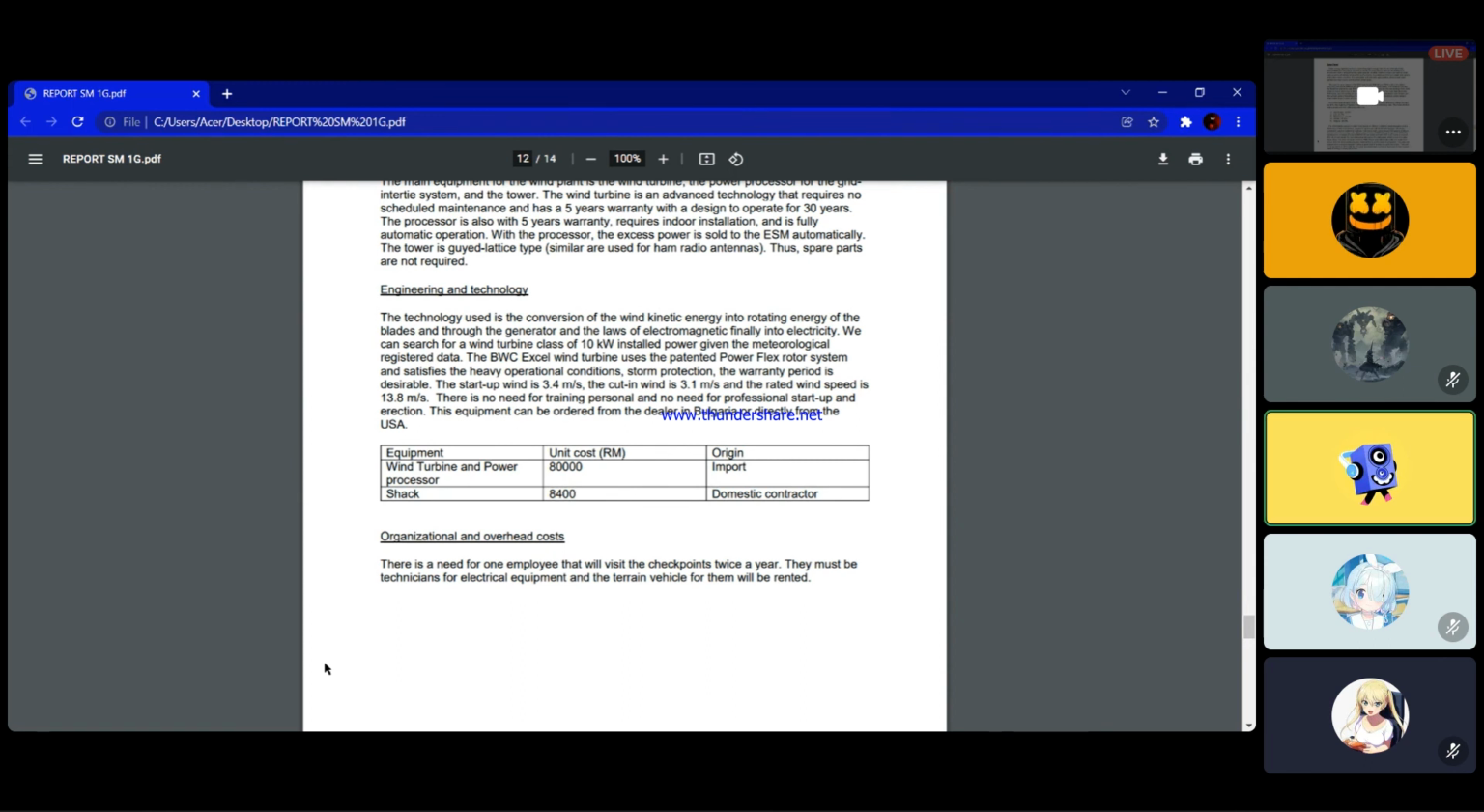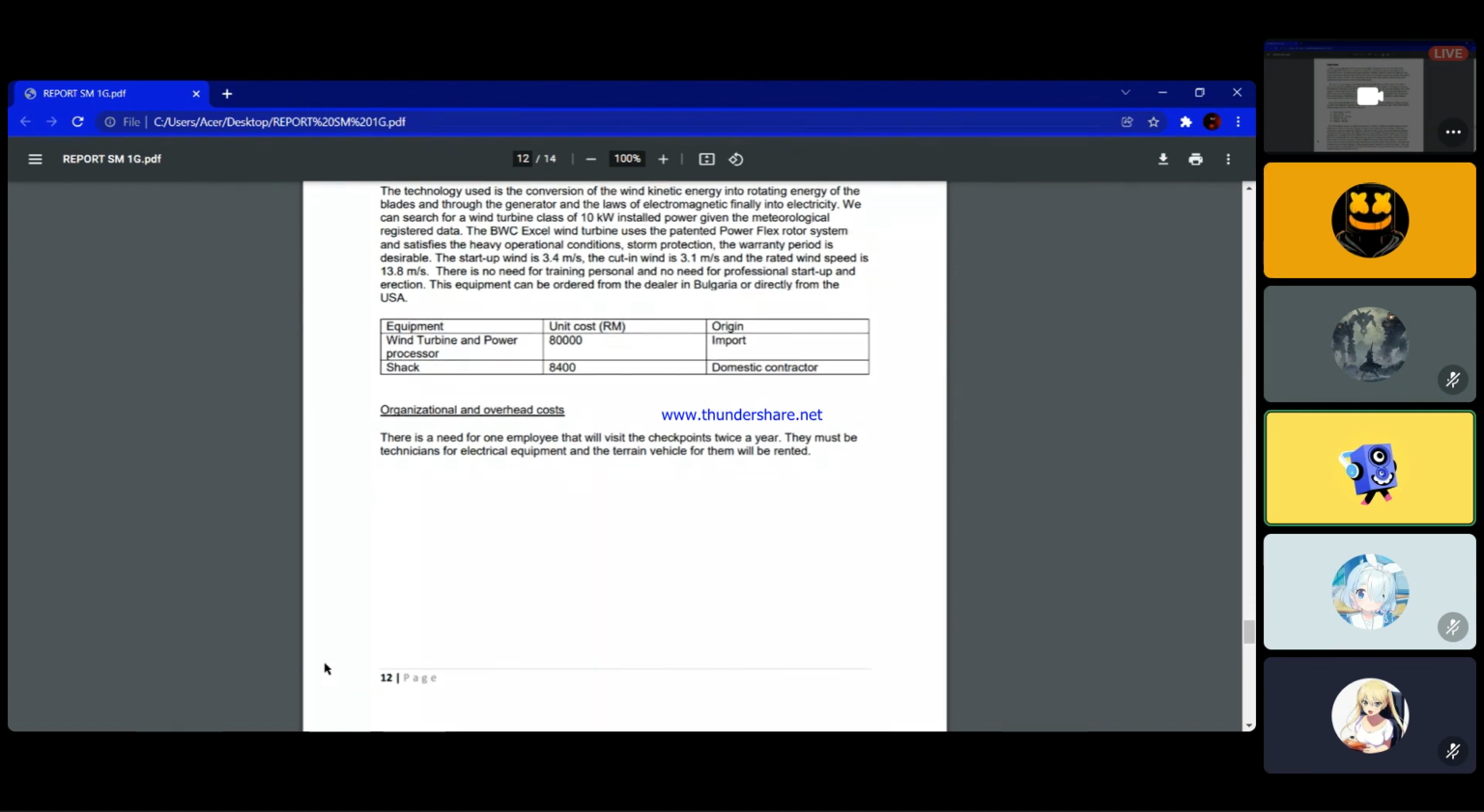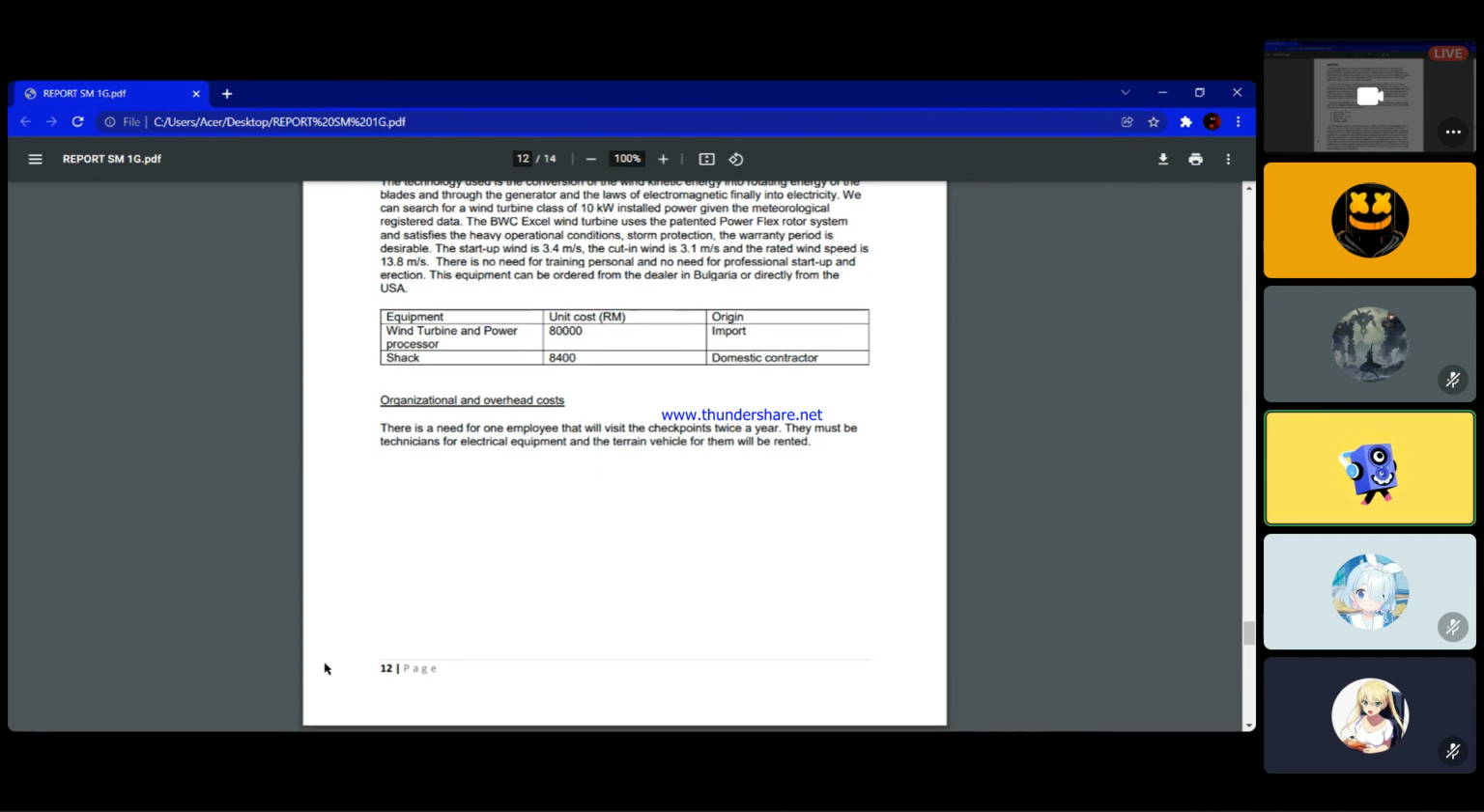There is no need for training personnel and no need for professional startup and erection. This equipment can be ordered from the dealer in Bulgaria or directly from the USA. For the table below, the equipment is the wind turbine and power processor. We need 30. The cost for the wind turbine and power processor is 80,000, and for the shack is 4,040 ringgit. 400 ringgit.